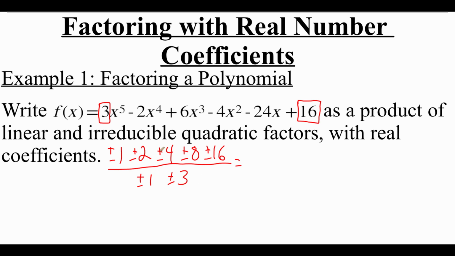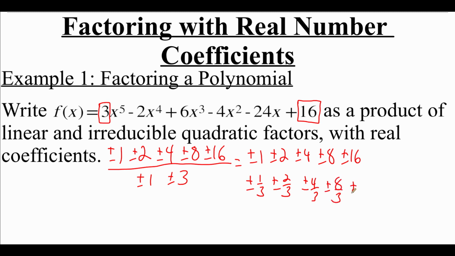So I'm going to start by taking all of these values in the numerator and putting them over 1. So you'd get positive or negative 1, positive or negative 2, 4, 8, and also 16. Now I'm going to take these numerator values and put them over the 3 as well. So we get plus or minus 1/3, plus or minus 2/3, 4/3, 8/3, and also 16/3. So we've got a big long list of possible rational zeros.